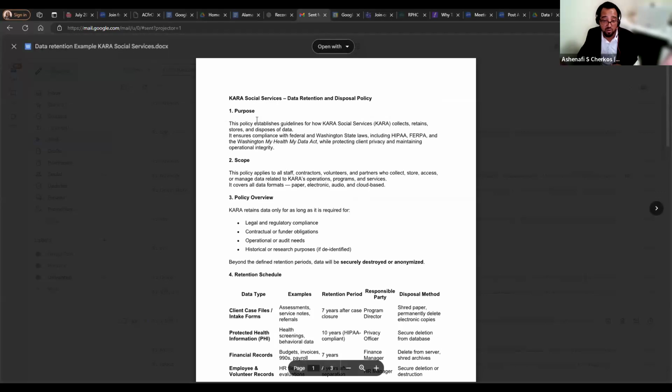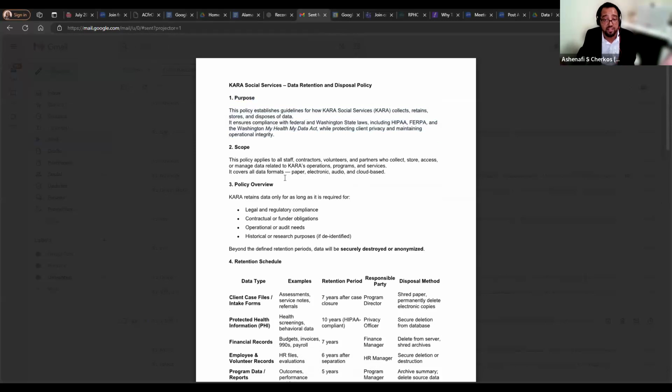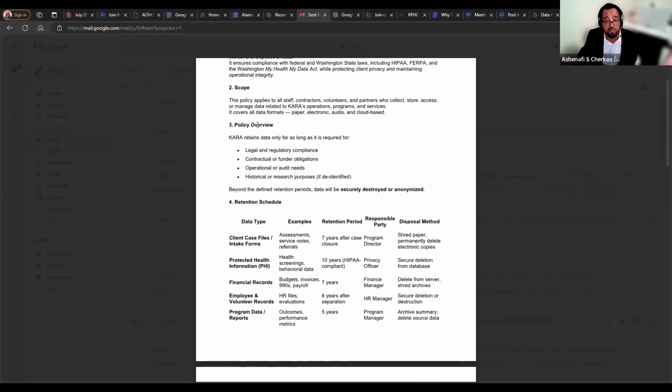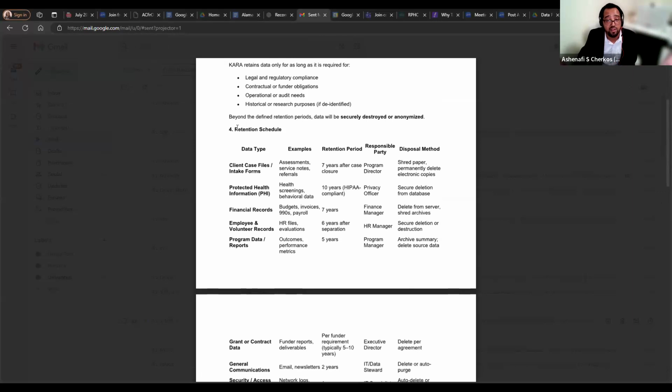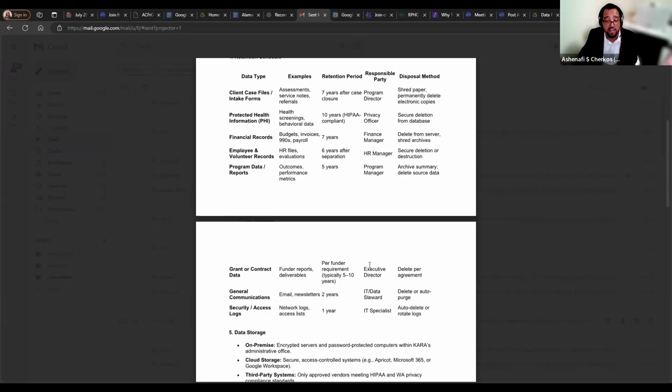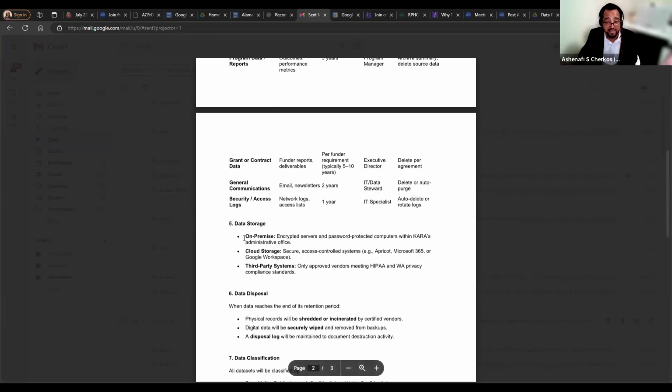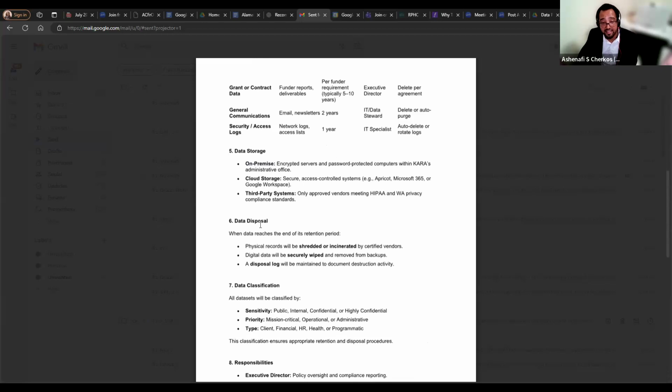So based on the components we talked about earlier, we have purpose and scope in the first one. Then we have policy reviews, the policies that we will implement. Then we have the retention schedule, which is a table I showed you earlier. We have data storage and the type of data that can be stored in the organization, on the cloud and third-party systems, and data disposal mechanisms are specified.